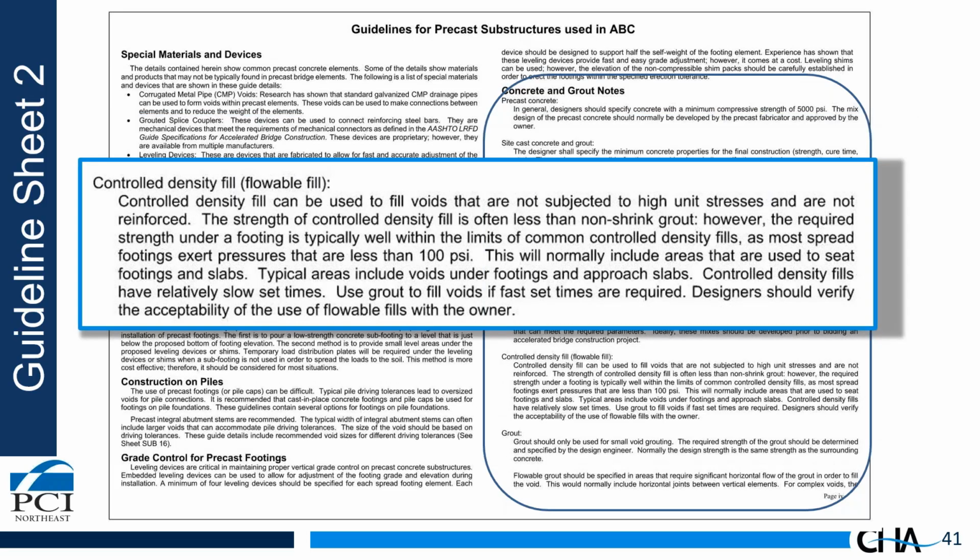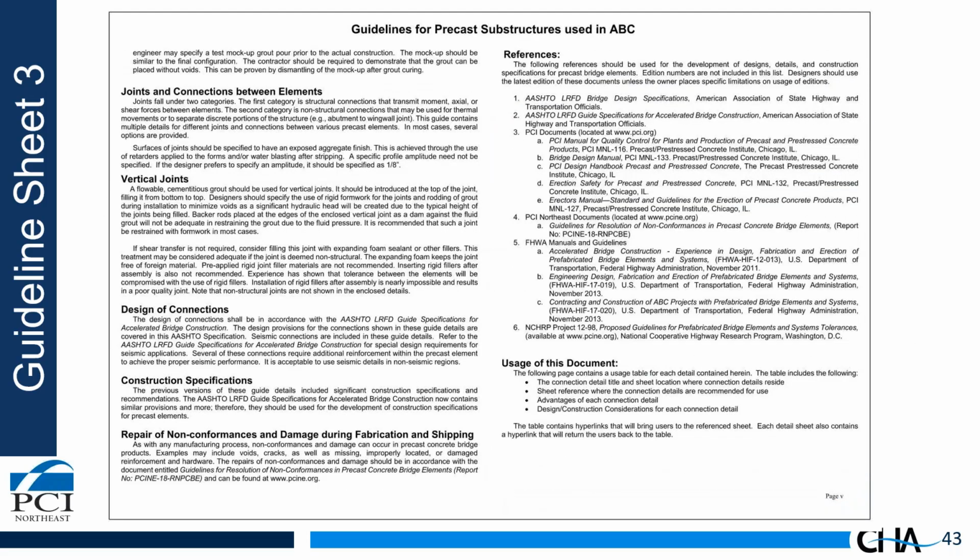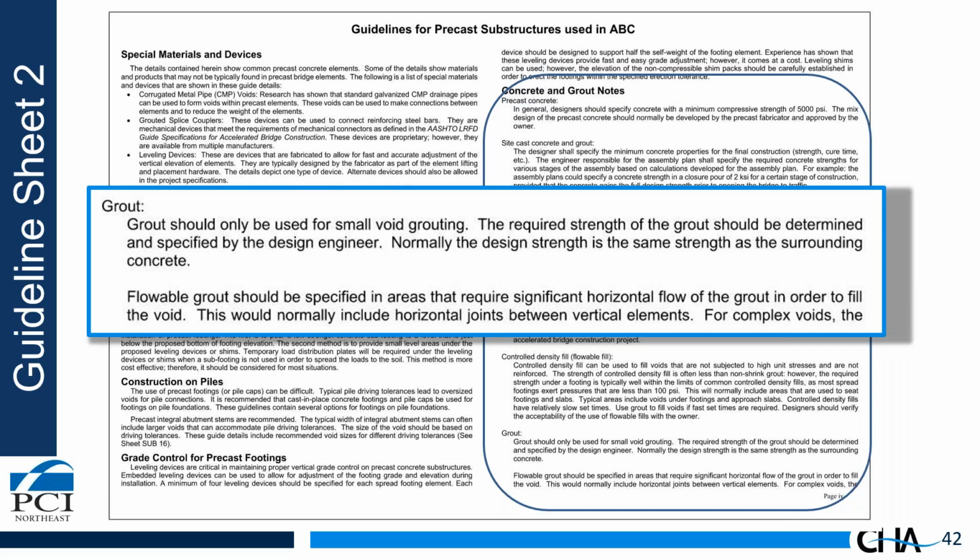We talk about controlled density fill, which is also called flowable fill, and we'll show details where that is recommended to be used, primarily underneath spread footings. Grout. Grout is a common material used in ABC, so we have a small section on grout for grouting smaller voids.